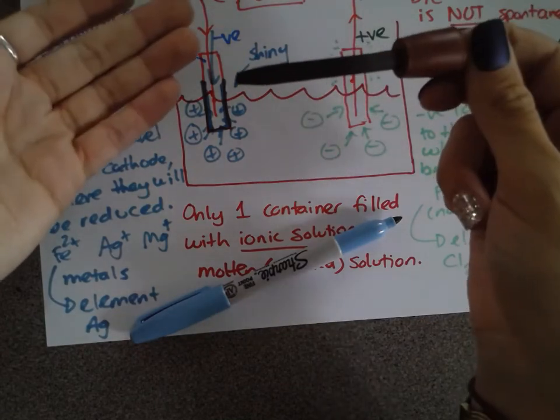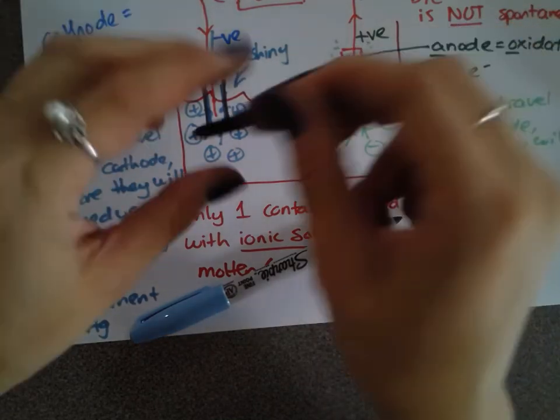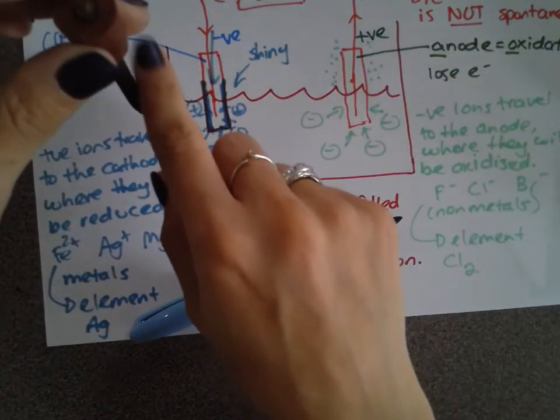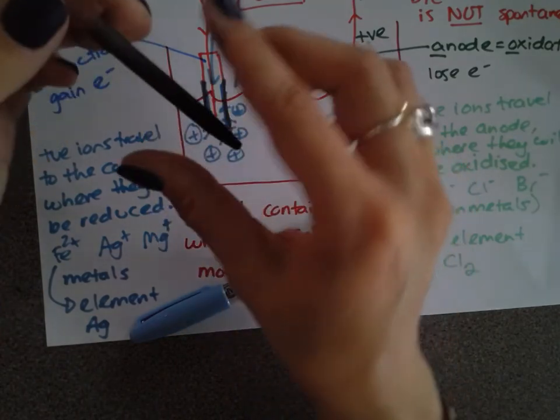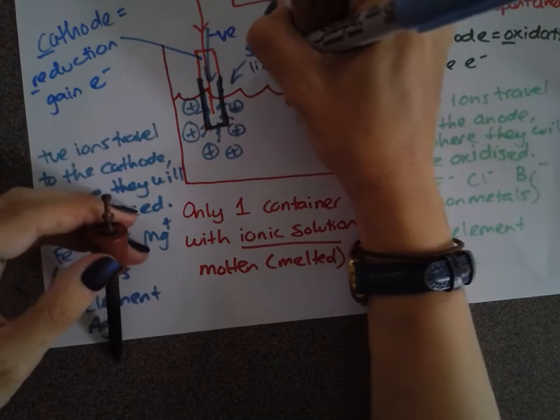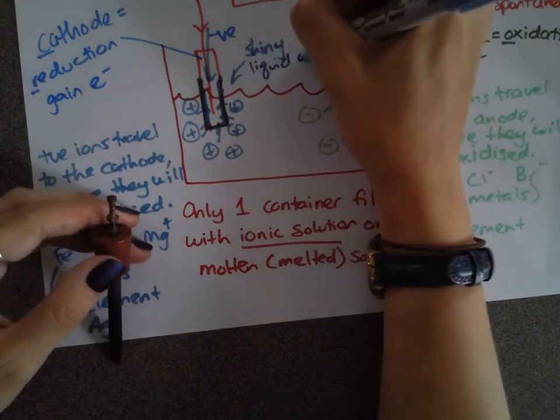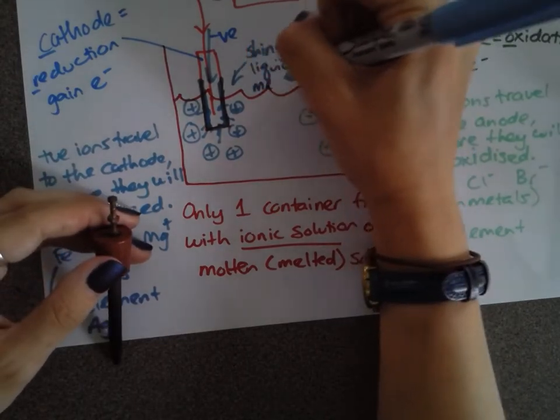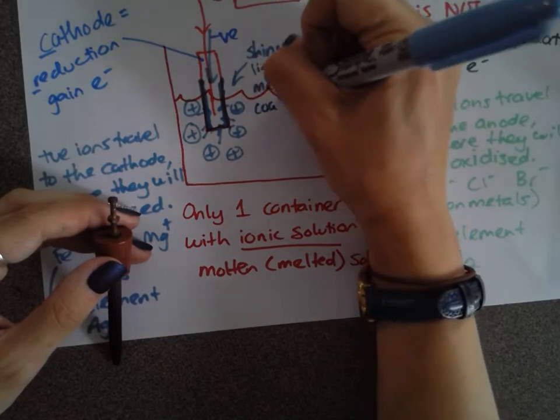So it would either be shiny or what, sorry? It's either going to be a shiny liquid, like a melted liquid, or it's going to coat onto the electrode itself. And that's because we have a metal there. So: metal coat on electrode.